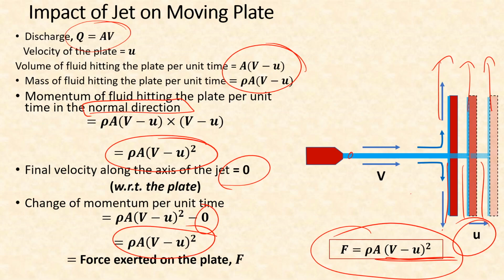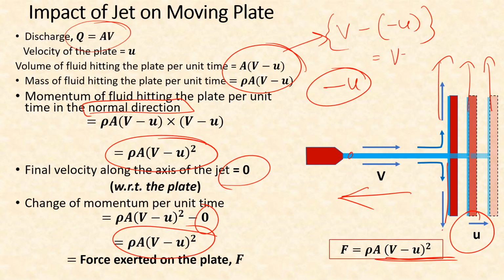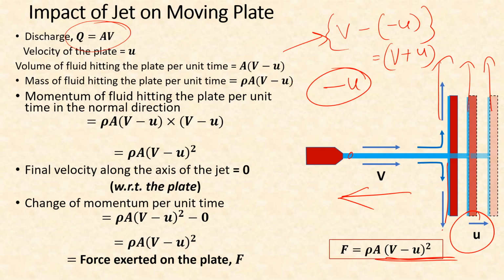If the plate was moving in the opposite direction of the jet, then this u would be minus u, and therefore in these formulas, instead of v minus u, we will have to write v minus minus u, and in turn it will become equal to v plus u. That means the force will be even greater, and that's quite obvious. If some water is hitting the plate in a certain direction, the plate is trying to move in the opposite direction, obviously the force will be much greater. So this is how we get the force acting on a plate which is moving.